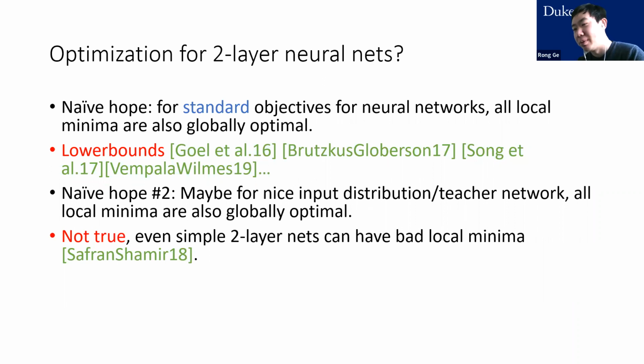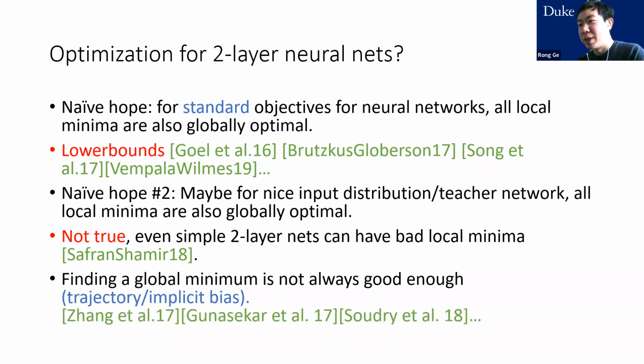Empirically, people have observed, and it has later been formally verified in this paper, that even two-layer neural networks that are very well behaved, when you train them using standard gradient descent, can actually run into bad local minima, and certainly these bad local minima exist. Okay, so because of that, these naive hopes are not true.